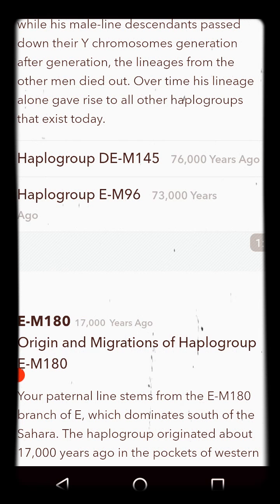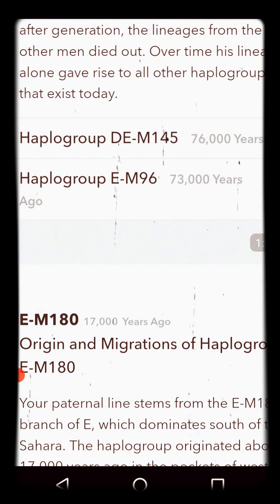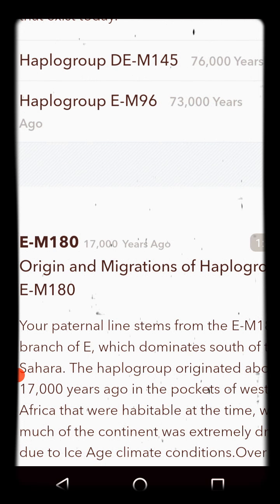The origin of the DE-M145 haplogroup is believed to originate 76,000 years ago. And as you see, that's a 3,000 year difference, because they say that the next branch, which is E-M96, came along 73,000 years ago. Okay, so they're saying that was a 3,000 year difference between that branching off.